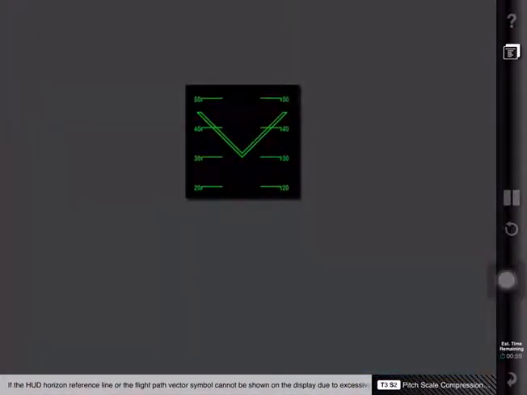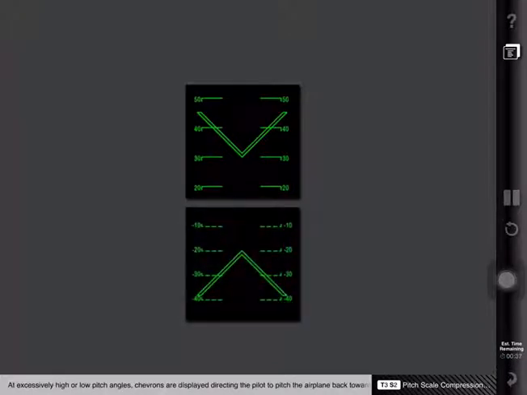If the HUD horizon reference line or the flight path vector symbol cannot be shown on the display due to excessive pitch up or down, the pitch scale compresses to make room for these symbols. The pitch scale then displays 10-degree increments. At excessively high or low pitch angles, chevrons are displayed, directing the pilot to pitch the airplane back toward the horizon.